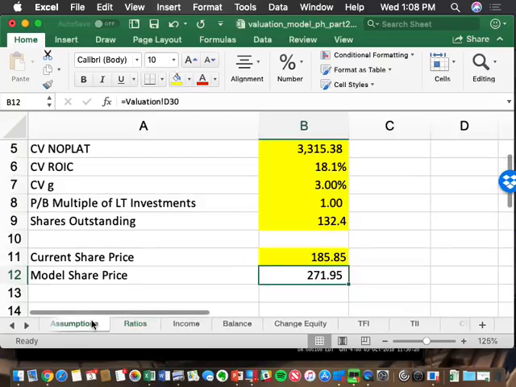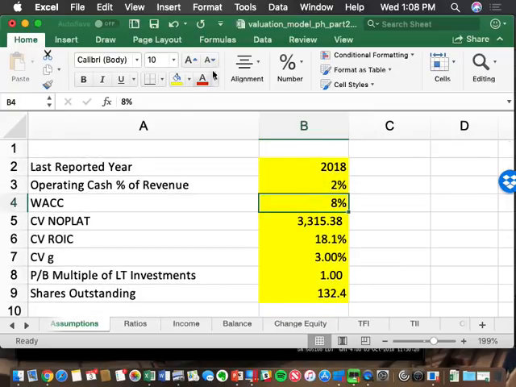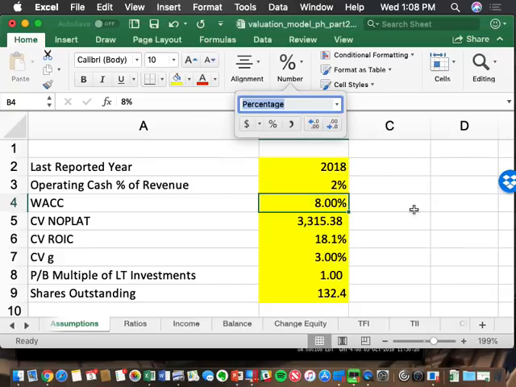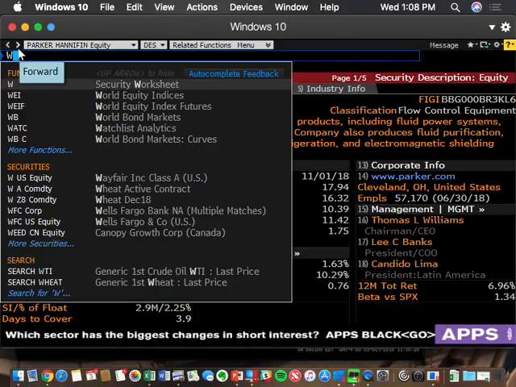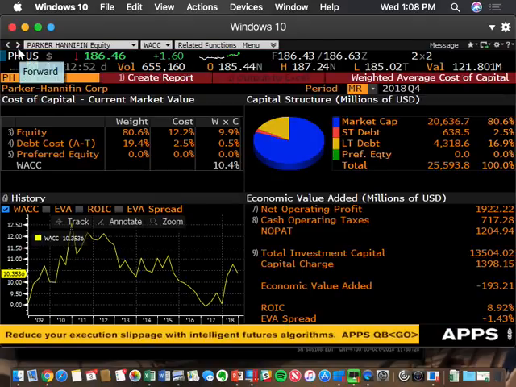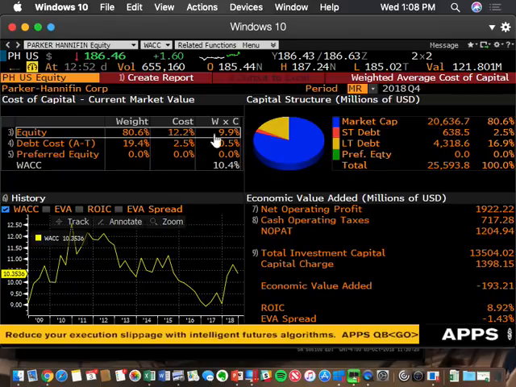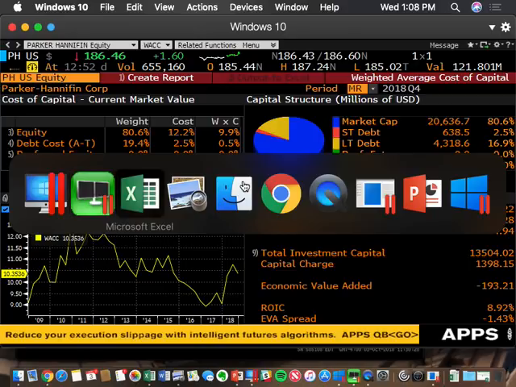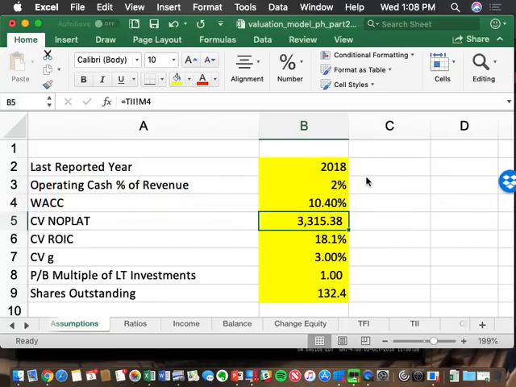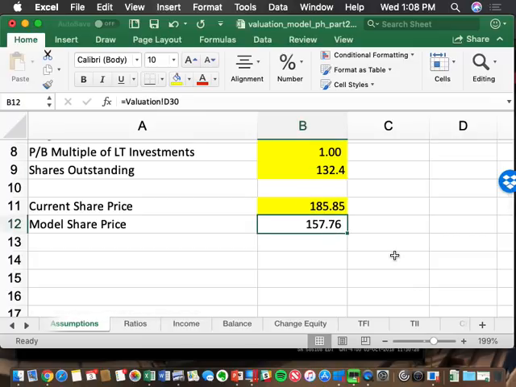Okay? The other 2 items that are going to matter are G and WACC. So let's start out with WACC. Right now we have a placeholder for WACC. I'll make it a couple more decimal places of 8%, which is arbitrary. So here's what we're going to do. We're going to go to Parker Hannifin, and we're going to type in WACC, and this is Bloomberg's estimate of their WACC today. Based on 81% equity and 19% debt, Bloomberg's estimating 10.4% for the WACC. So we're going to put 10.4 as the WACC. Notice when we did that, share price just dropped to 158. Okay? Higher discount rate, lower value.